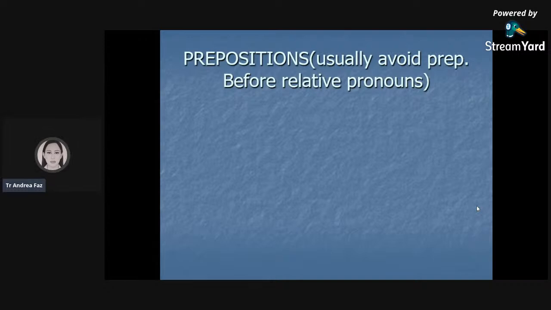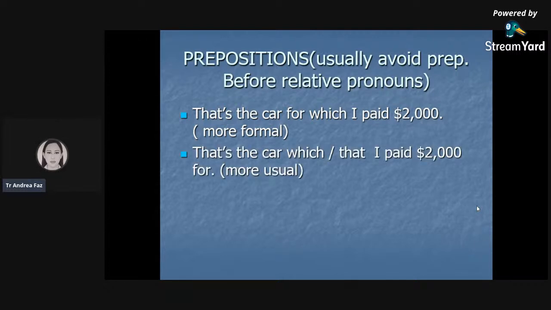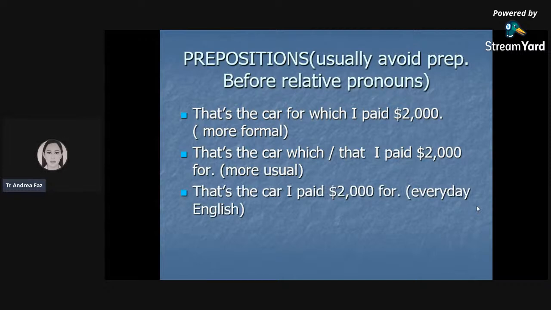Then, we're going to see prepositions that are usually avoided before relative pronouns, and how they work. That's the car for which I paid $2,000. This is a formal expression. That's a car which or that I paid 2,000 for. That is a more casual expression. And that's the car I paid 2,000 for will be a normal, everyday English expression. All three of them are correct.